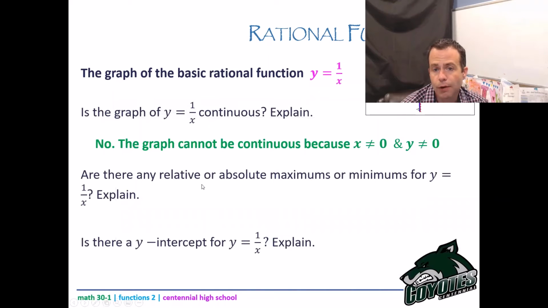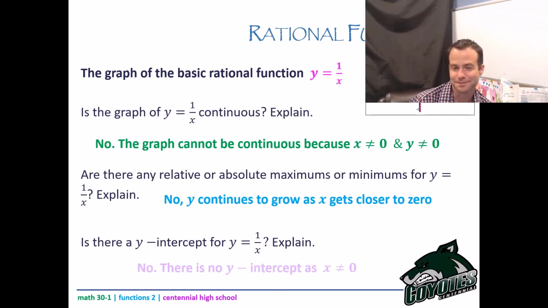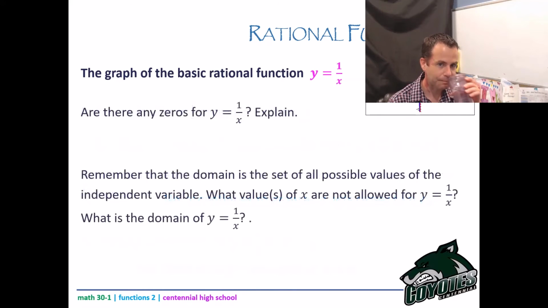Are there any relative or absolute maximums or minimums for y equals 1 over x? And the answer to that is no, because y shoots to infinity and y shoots to negative infinity, so there are no maxes or mins there. Okay. Is there a y-intercept? The answer to that is no, there is no y-intercept because x can't equal 0. Okay. A very negative response on this page. No, no, no. Okay.